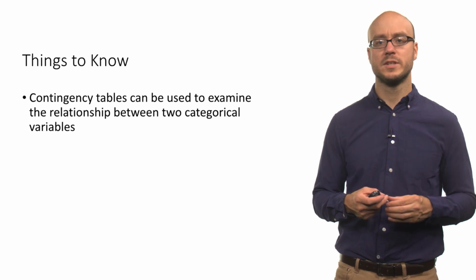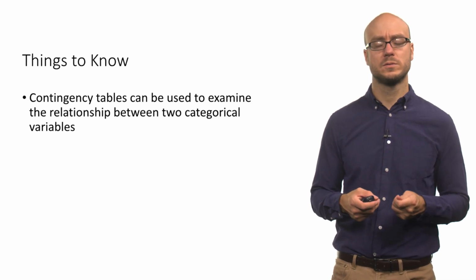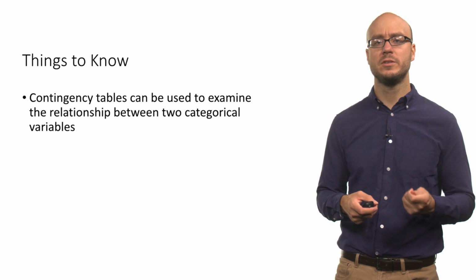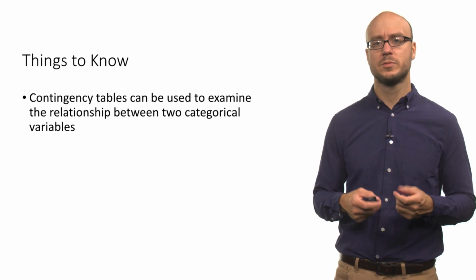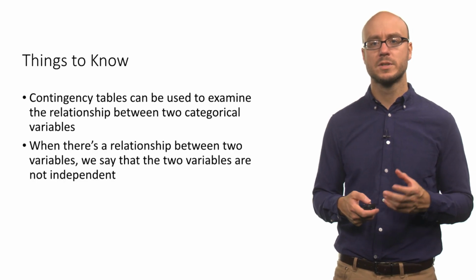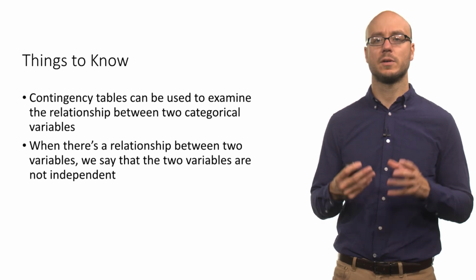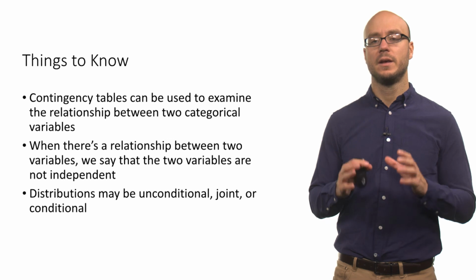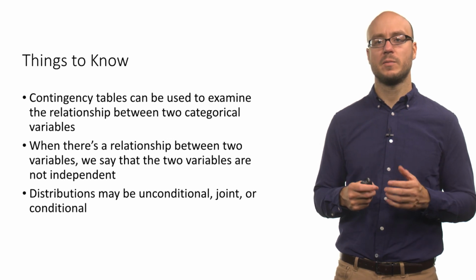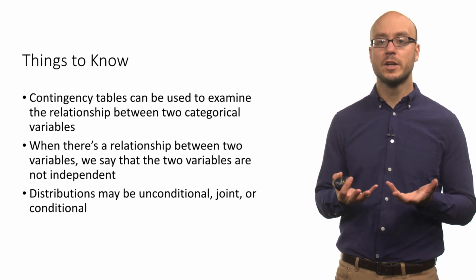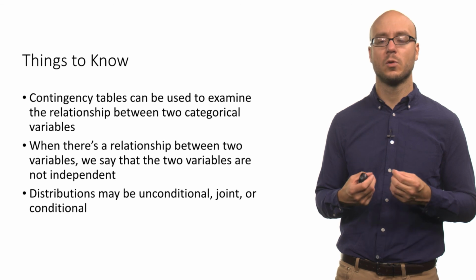The key points for this part of our discussion of categorical data are that contingency tables can be used to examine the relationship between two categorical variables. When there's a relationship between two variables, we say that the two variables are not independent. And finally, distributions can be talked about as being unconditional, joint, or conditional. And that concludes our discussion on categorical data as it relates to contingency tables.